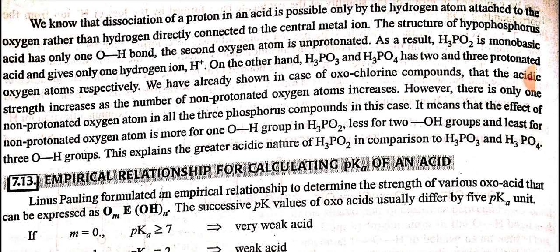On the other hand, H3PO3 and H3PO4 have 2 and 3 protonated oxygen atoms. We have already shown in the case of oxochlorine compounds that the acidic strength increases as the number of non-protonated oxygen atoms increases. However, there is only one non-protonated oxygen in all three phosphorus compounds in this case. It means that the effect of the non-protonated oxygen atom is more for one OH in H3PO2, less for two OH groups, and least for three OH groups. This explains the greater acidic nature of H3PO2 in comparison to H3PO3 and H3PO4.